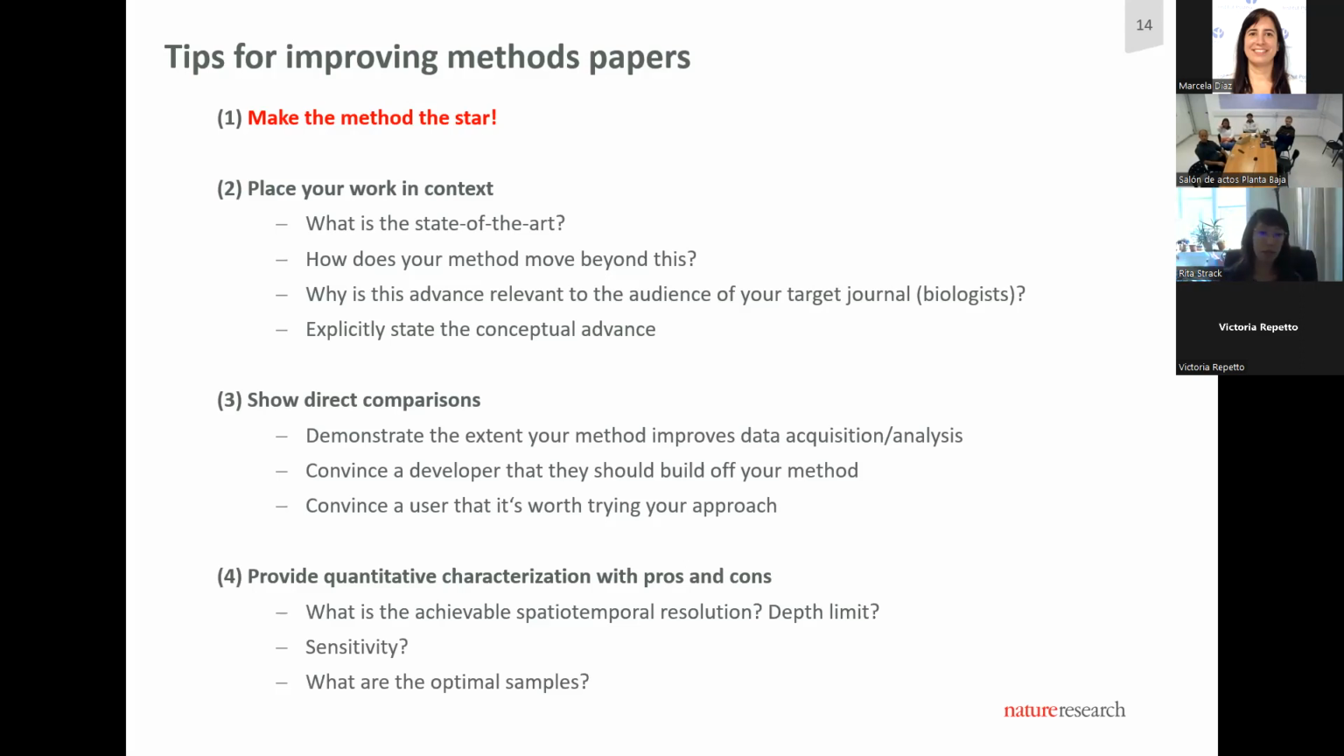And again, the method is the star, so it's really important to provide quantitative characterization of your approach, with pros and cons. What's the spatiotemporal resolution of your method? Really use good metrics: use FRC, use rulers, use standards. These sorts of quantitative comparisons, really quantitative metrics, make your paper look strong. For a microscope, how deep can you image? What's your depth of field, what's your practical limit? These are things potential users want to know, and it's really important to characterize.